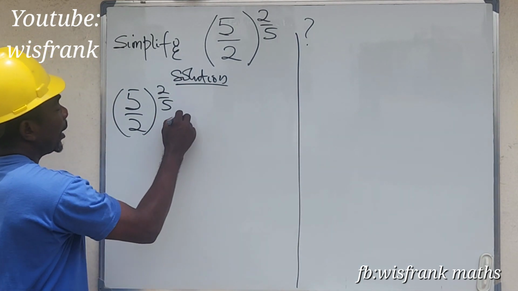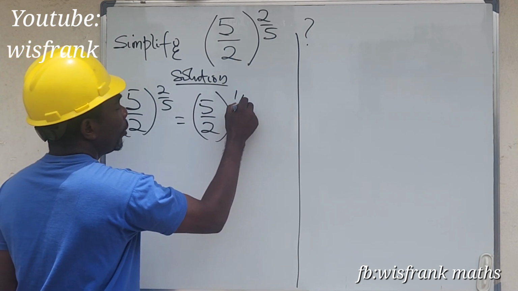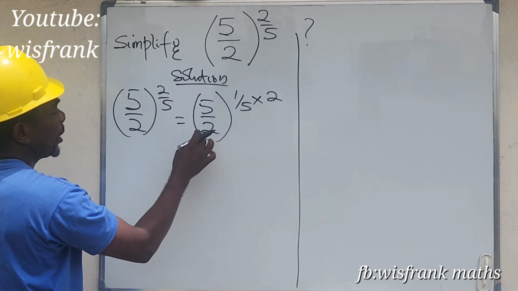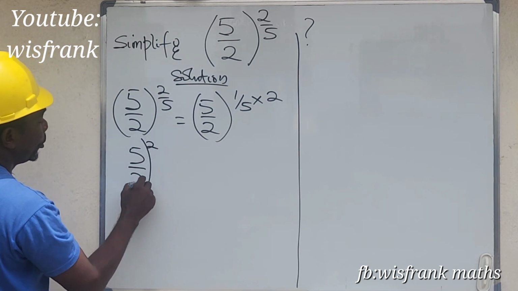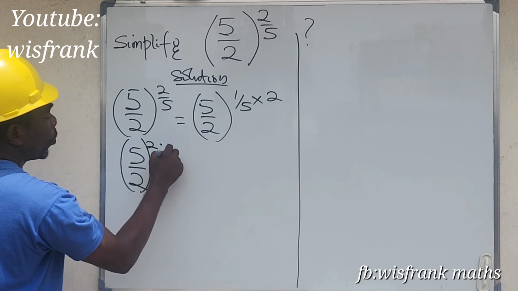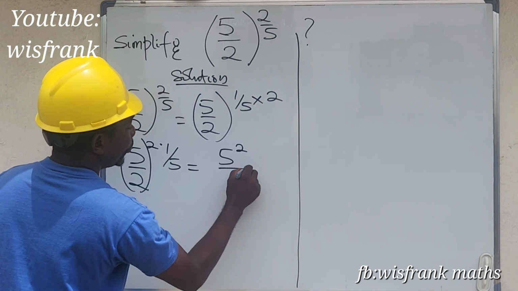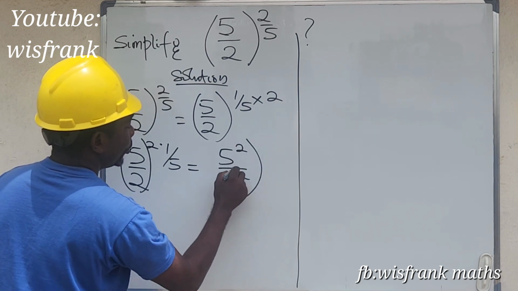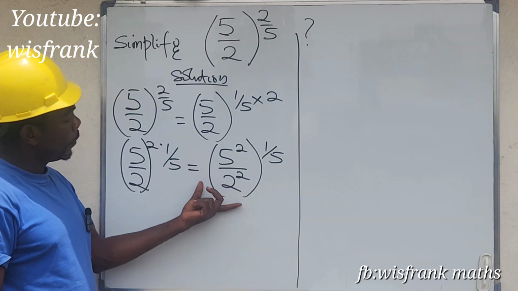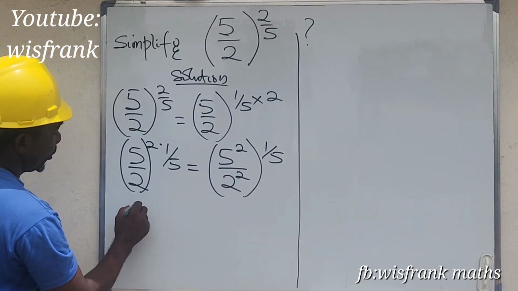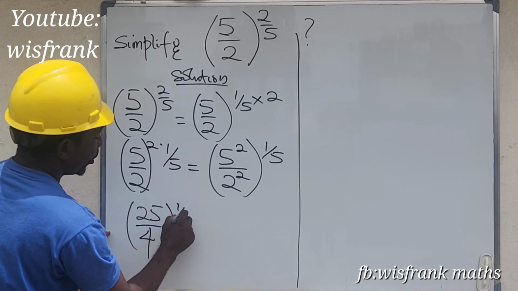So this can be written as 5 all over 2, all to the power of 1 all over 5 times 2. In this case, this can be written as 5 to the power of 2 all over 2 to the power of 2, all to the power of 1 all over 5. We can expand this, the same thing as 25 all over 4 raised to the power of 1 all over 5.